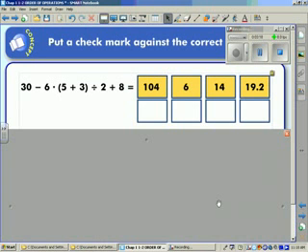We have 30 take away 6, times, that dot is a multiplication, parenthesis 5 plus 3 parenthesis, divided by 2, plus 8. Think of the steps for PEMDAS. So we're going to look for parentheses and exponents. Well, I do see parentheses. 5 plus 3 is 8. So you're actually going to put an 8 down here because we're doing that first.